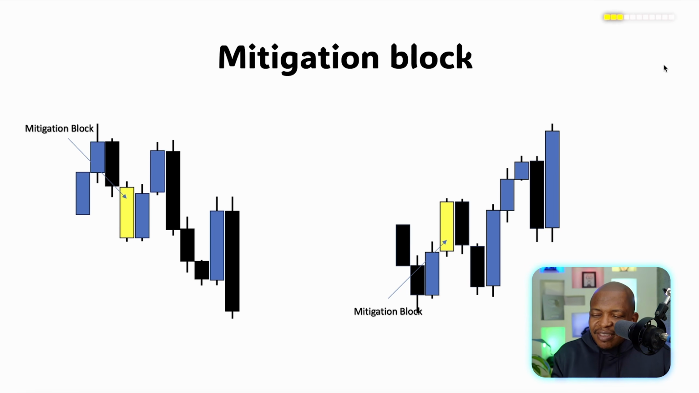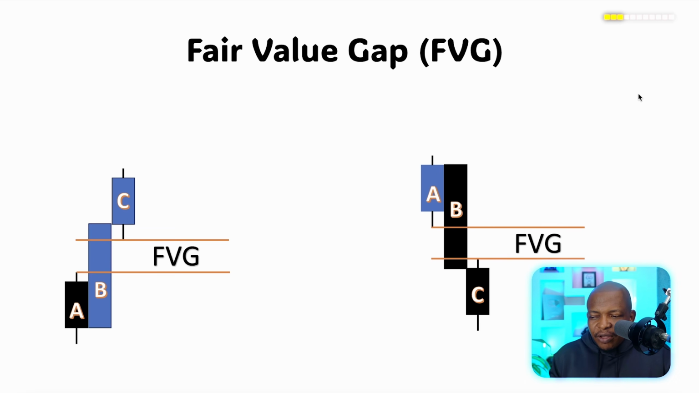Now, what makes these blocks valid is what we call the fair value gap. What is the fair value gap? So if you look at this, you have these three candles. You have candle A, B, and C. This is the gap between candle A and candle C. That gap is called the fair value gap. The same thing for a market that is coming down. This candle A, B, C. It's a gap between candle A and candle C. So call this the fair value gap.